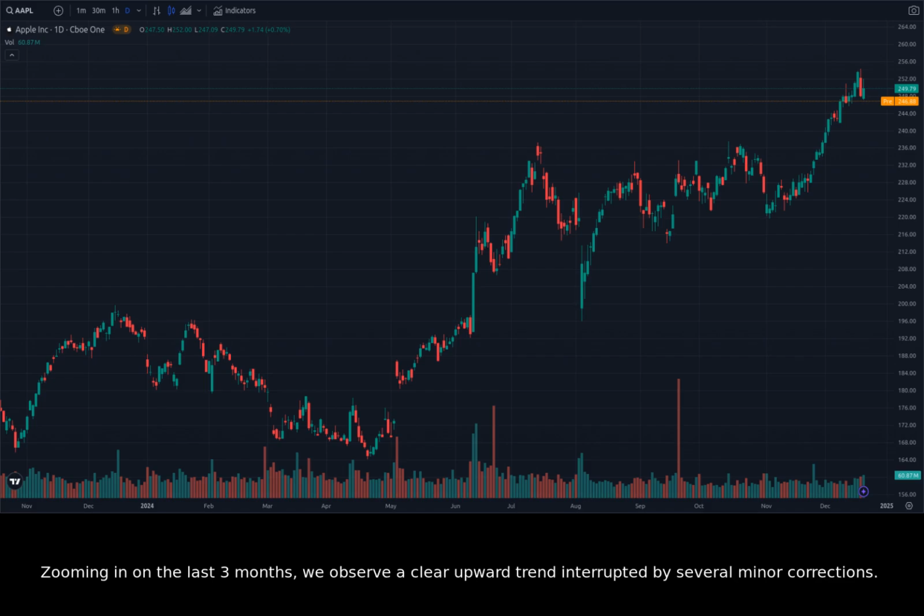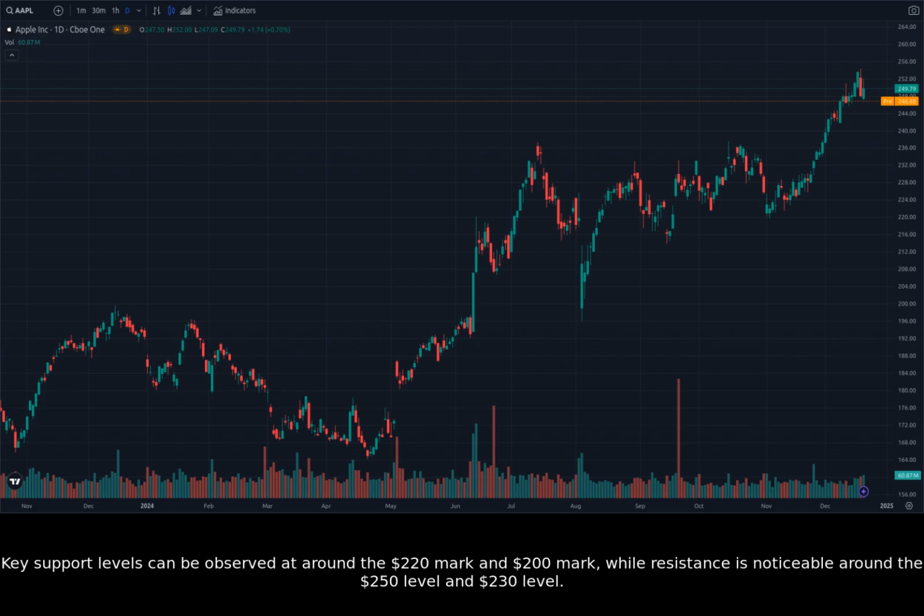Zooming in on the last 3 months, we observe a clear upward trend interrupted by several minor corrections. Notice the volume spikes that accompany these price movements, signaling significant market activity. Key support levels can be observed at around the $220 mark and $200 mark, while resistance is noticeable around the $250 level and $230 level.